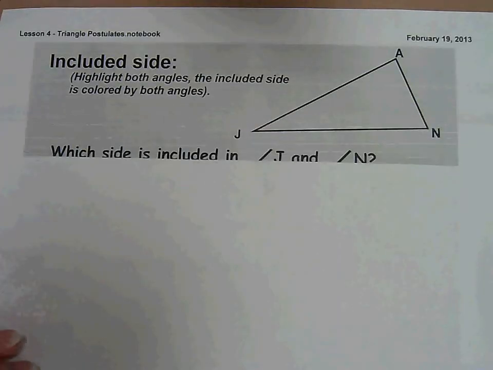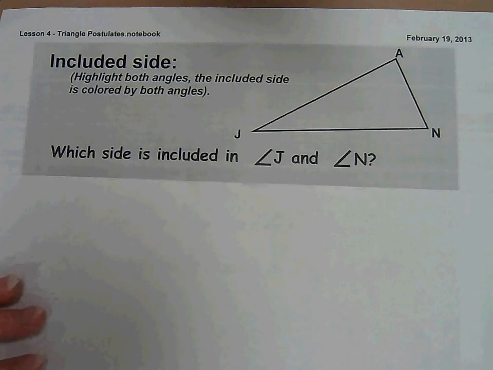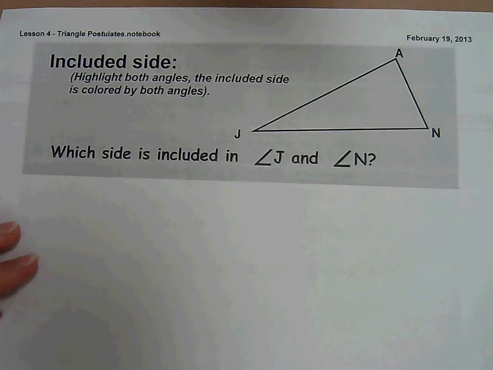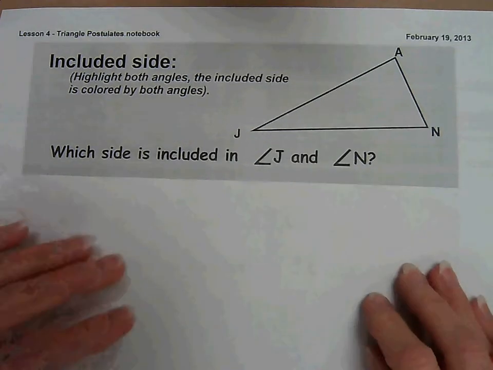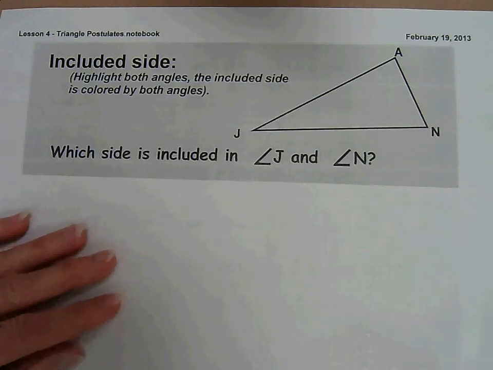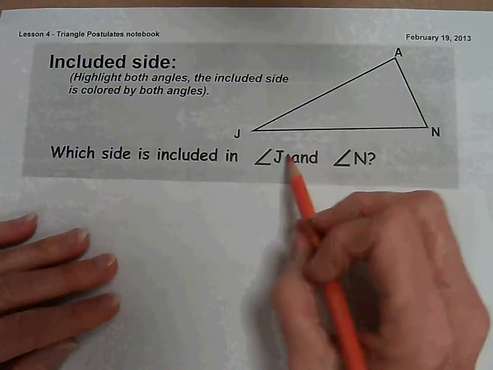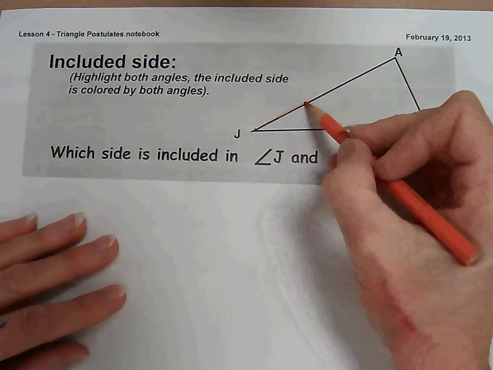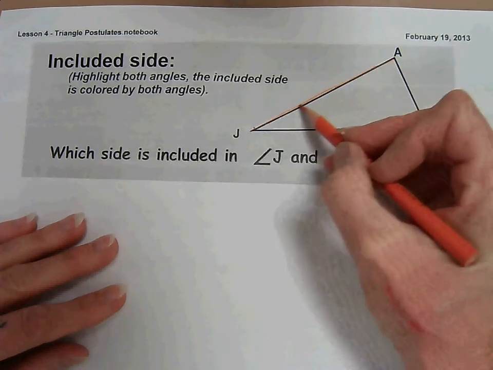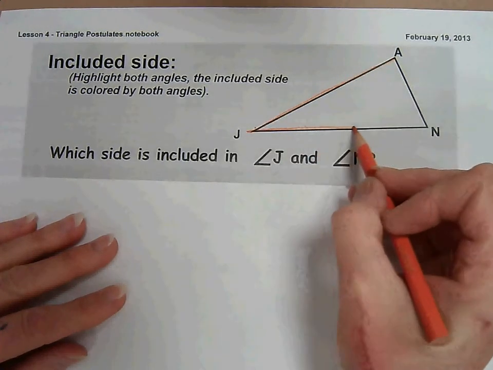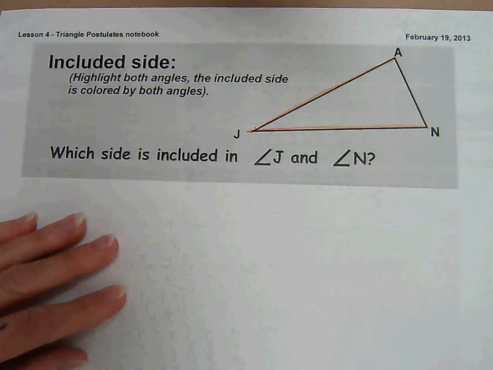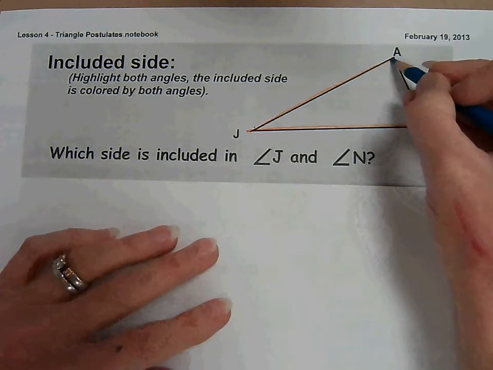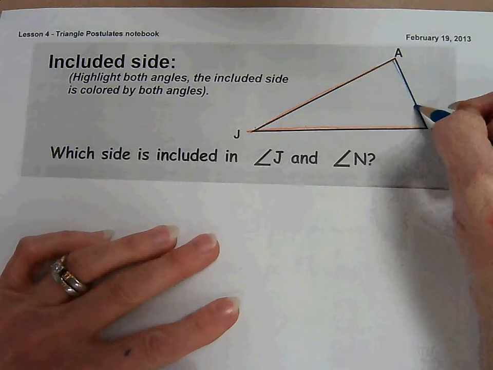Okay, now let's look at what is meant by the included side, because we're going to start talking about 2 angles and what side is included. You'll see why in a few minutes. But let's just define that. So if we looked at angle J, I'm doing it in orange. These are the 2 sides of angle J in this triangle. Now angle N, I'm going to do in this blue. These are the 2 sides of angle N.